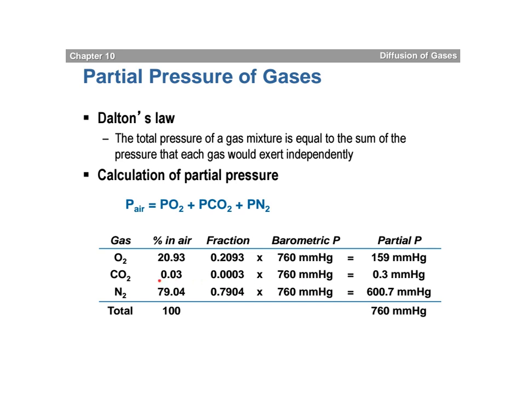We can do the same calculation for CO2. It constitutes only 0.3%. Convert that to a fraction, it's 0.003. Multiply that by 760, and we have 0.3 millimeters of mercury. For nitrogen, it constitutes 79.04% of air. We can take 0.7904 multiplied by 760 millimeters of mercury, and we get 600.7 millimeters of mercury.